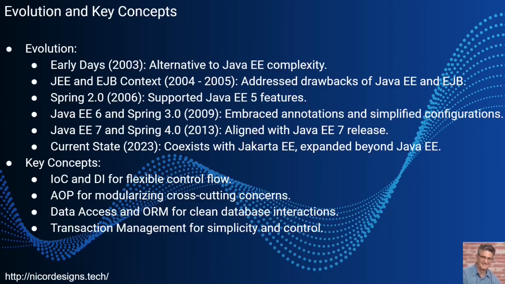Since around 2006, it kind of evolved with all the Java Enterprise editions, and currently it coexists with Jakarta Enterprise Edition, and it has been expanded beyond the Java Enterprise Edition. The key concepts: inversion of control and dependency injection, aspect-oriented programming, data access, and object relational mapping, and then transaction management.